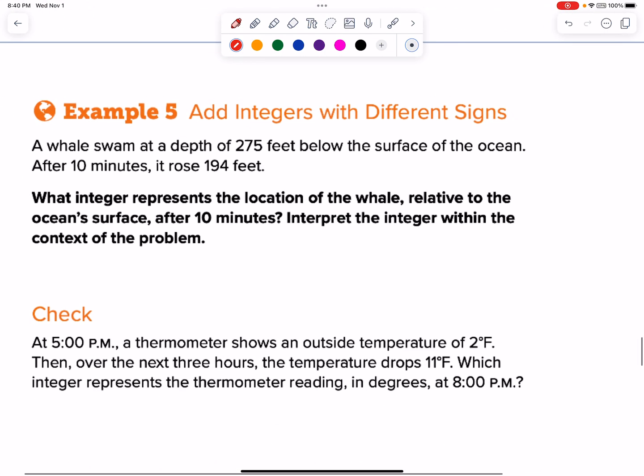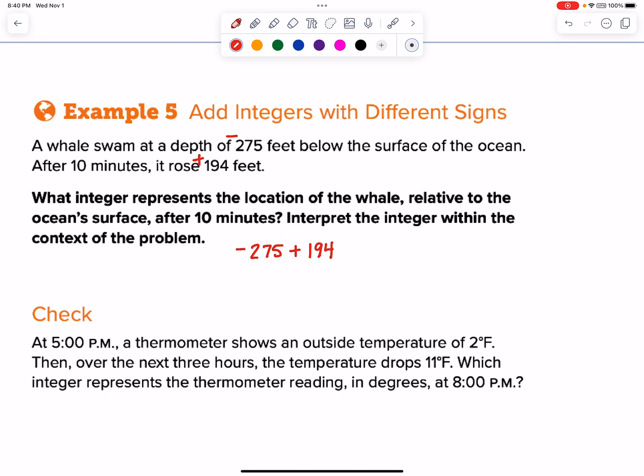All right. Word problem version: a whale swam at a depth of 275 feet below the surface. Where would below be, positive or negative? Negative. After 10 minutes, it rose. What would rising be? Would that be positive or negative? Positive. So we have a negative 275 plus a positive 194. So let's go ahead and show that. And you can notice it's sort of silly for me to put plus positive 194. I can just put plus 194 since we know that's positive. It doesn't have a negative symbol.